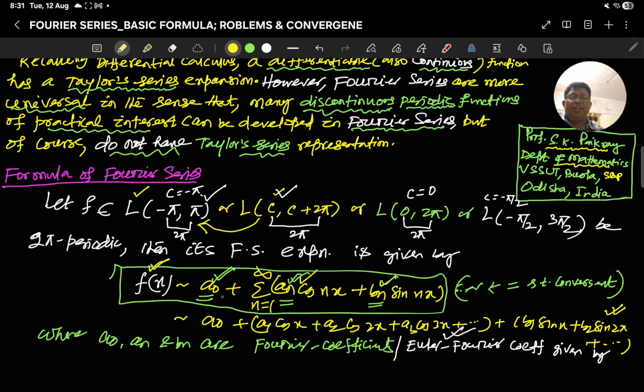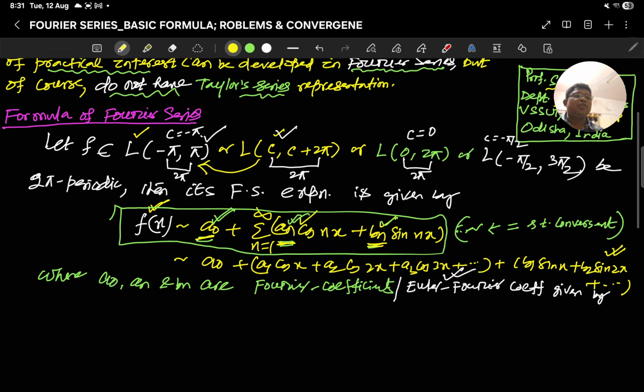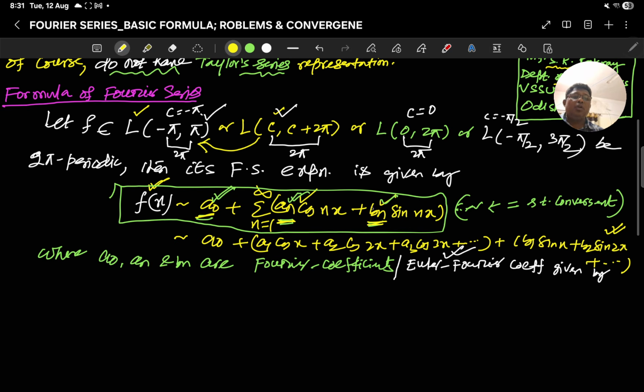So now we need to find the value of the coefficients. Then we substitute these values to get the desired Fourier series. So what is my a0? a0 is here 1 by 2π. Suppose I am taking the interval.